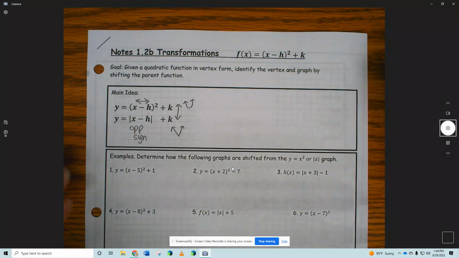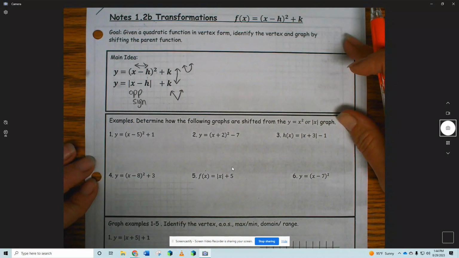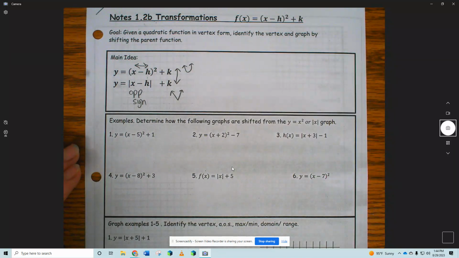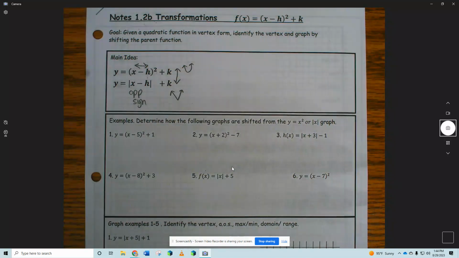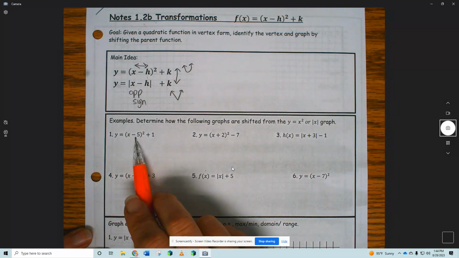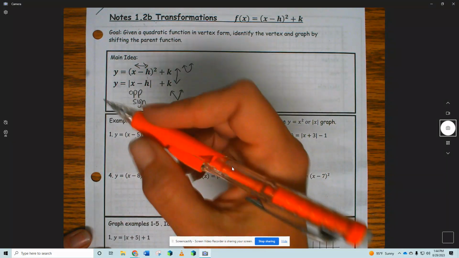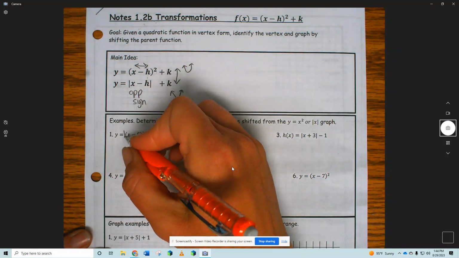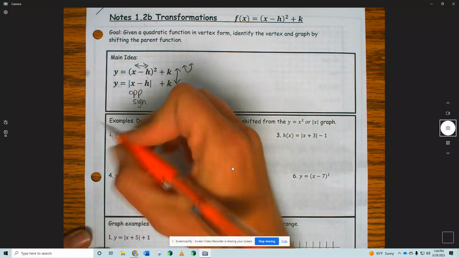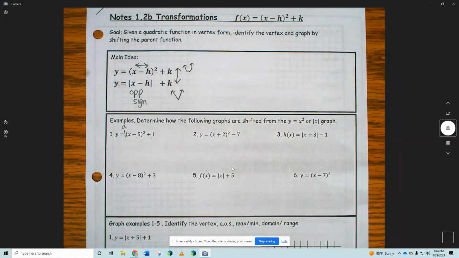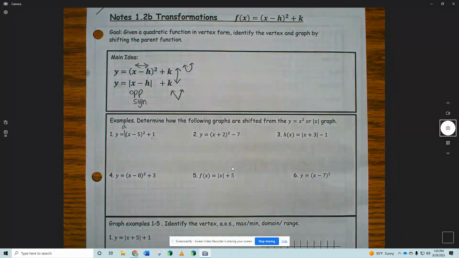Okay, on number 1, I have to verbally explain what's moving. So I'm looking at the 5 and I'm looking at the 1. I want to let you know that all of these have a 1 as my A. So I am not going skinny or fat. We're going to do that tomorrow. No skinny, no fat. All we're doing is left, right, or up, down.